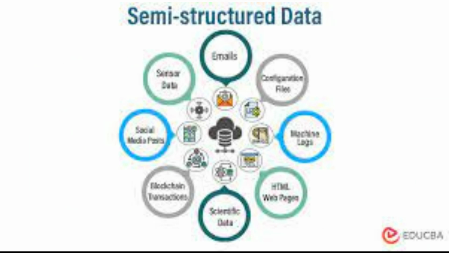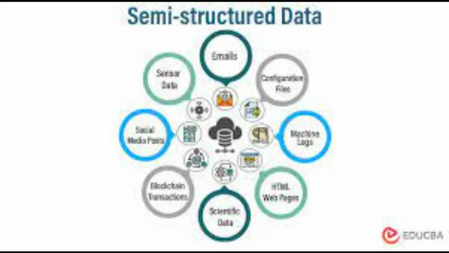2. Semi-structured data. Semi-structured data is a form of structured data that does not conform with the formal structure of data models associated with relational databases or other forms of data tables, but nonetheless contains tags or other markers to separate semantic elements and enforce hierarchies of records and fields within the data. Therefore, it is also known as a self-describing structure. Examples of semi-structured data include JSON and XML.